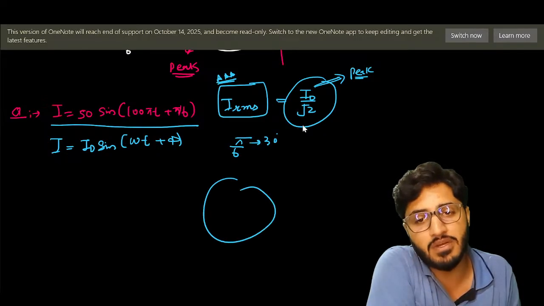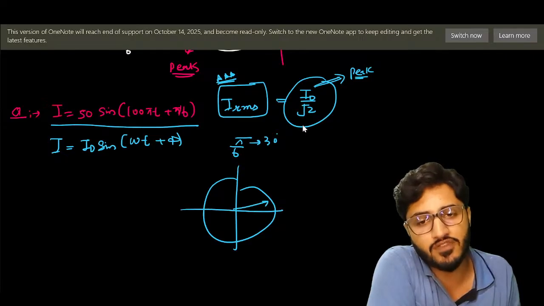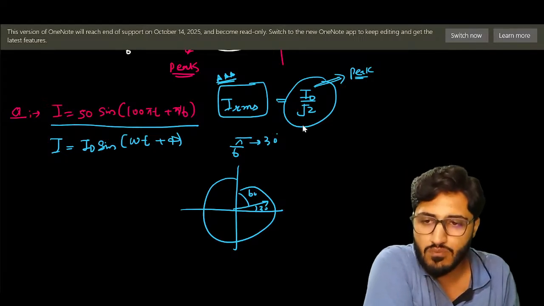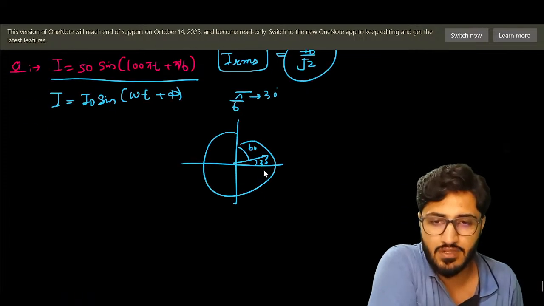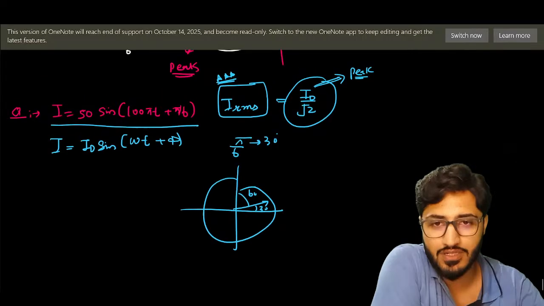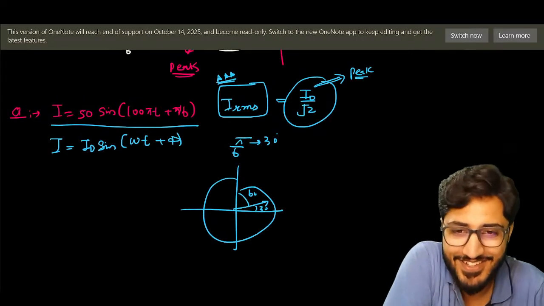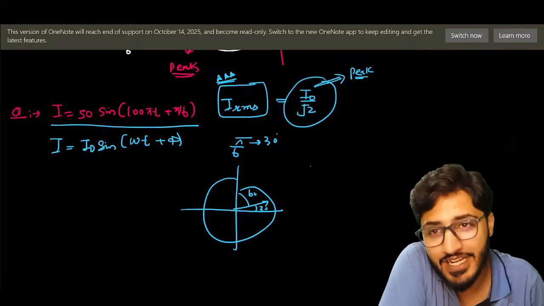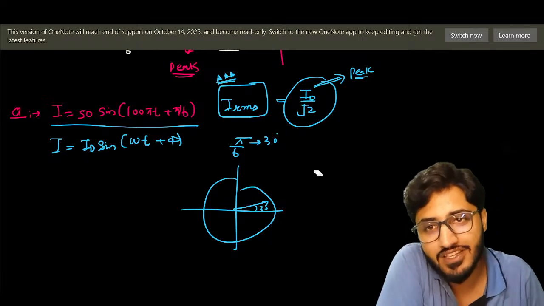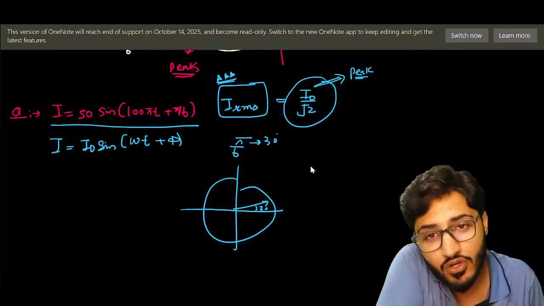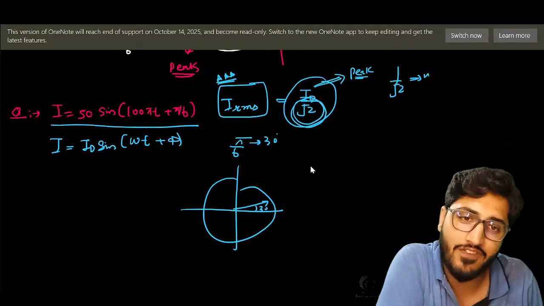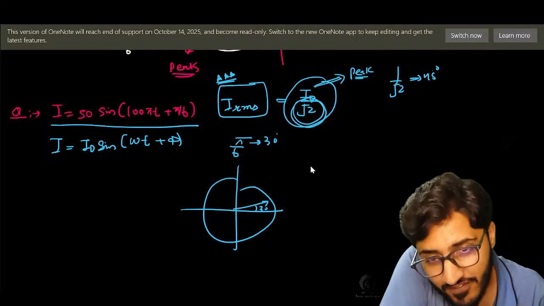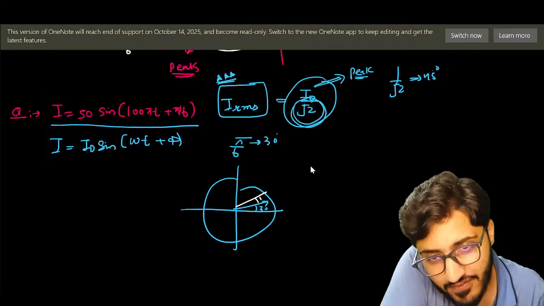So the initial phase is 30 degree. My vector starts from this 30, so this one is 60 degree only. But it is not like that. We don't need this much. We need root 2. Do you know what root 2 is? 1 by root 2 means 45 degree. So we need only 45 degree, and this angle is 15 degree.